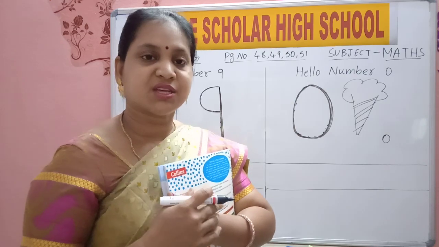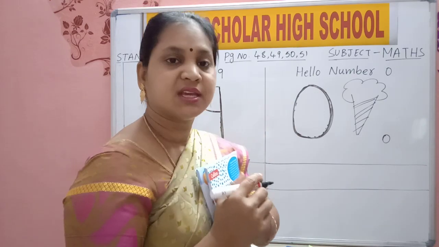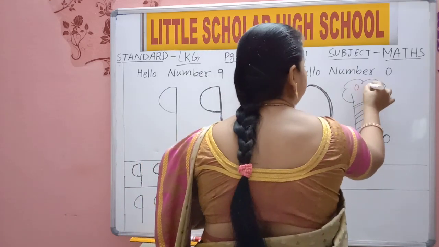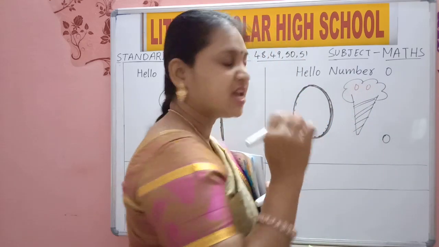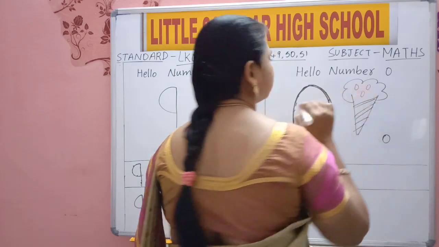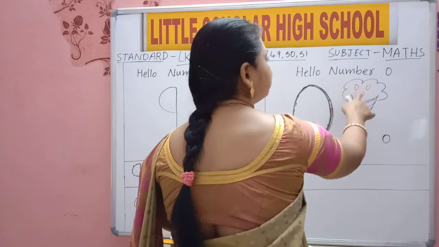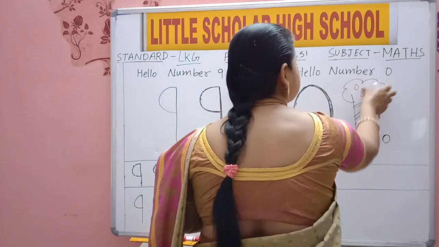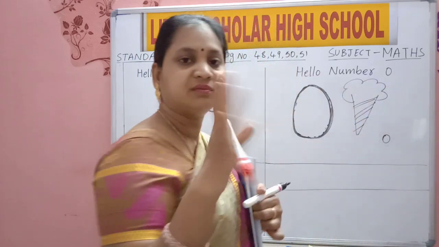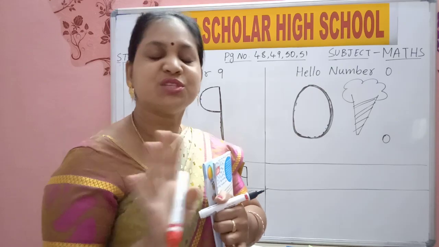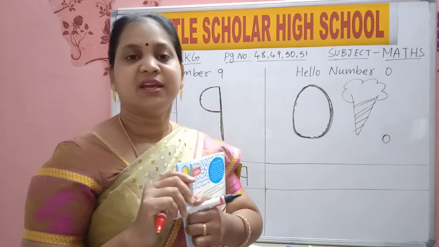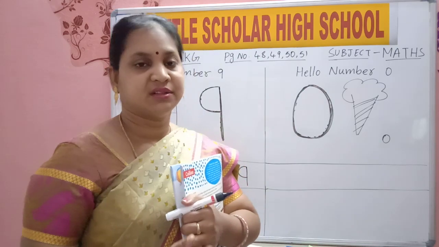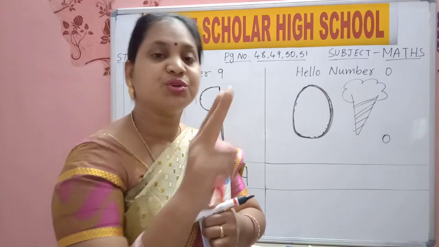Now I am asking you to draw 1 cherry on this. You will draw 1 cherry. If I say 2 cherries, you will draw 2 cherries. If I say 3 cherries, you will draw 3 cherries. But what they told you, draw 0 cherries, means what? Nothing. 0 means you should not draw anything. If they say draw 1, you will draw 1. If they ask you to draw 2, you will draw 2.